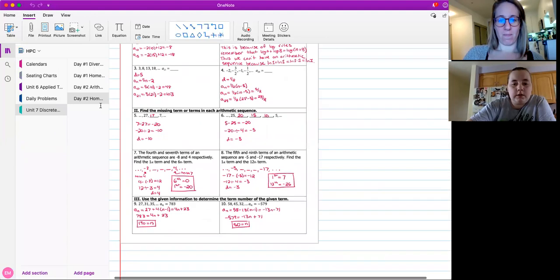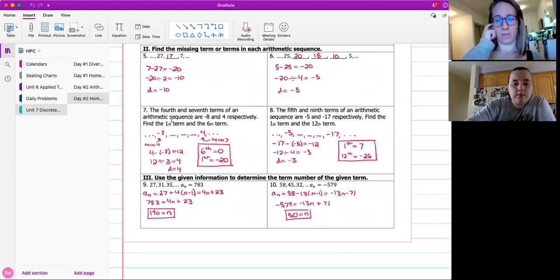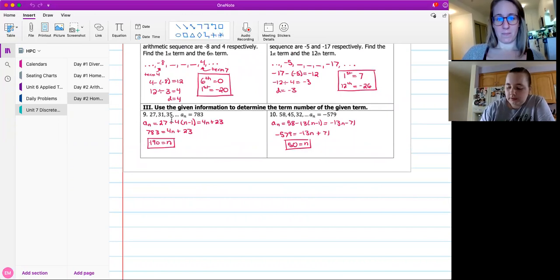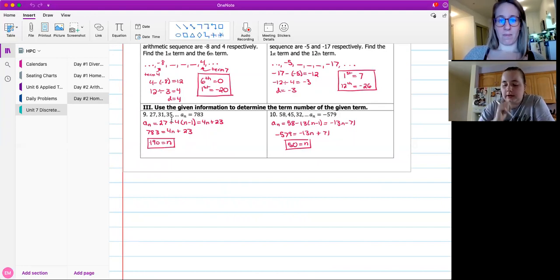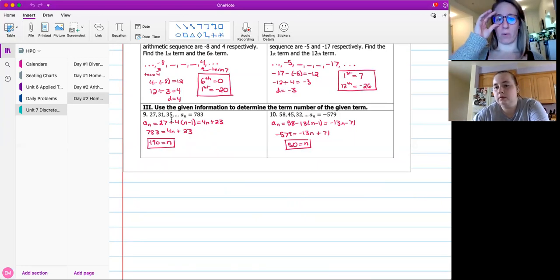I got a lot of questions on these bottom two right here. So for this bottom one, this is asking to determine the term number. And so what you're trying to find is what n would be, so that where it says a sub n, you're trying to find what that number would be. To do that, you need to find the explicit equation, which is that top line, and then you plug in 783 for a sub n and solve for n. Yeah, that one's just a work backwards problem.